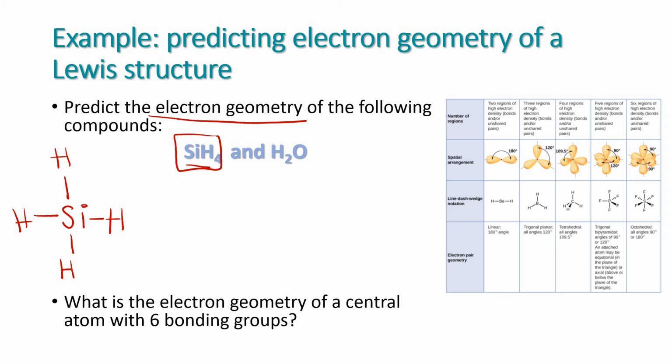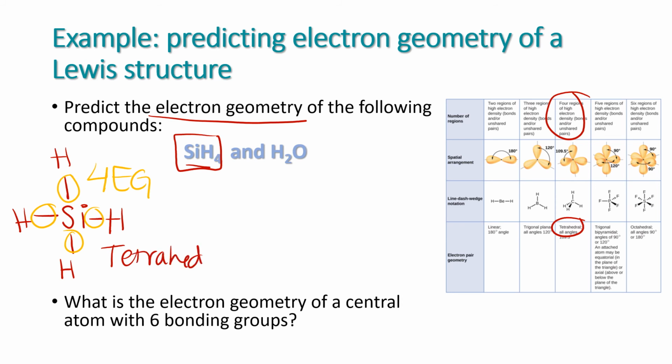So here the silicon has a total of 1, 2, 3, and 4 electron groups around it, right? We don't care if they're bonds, we don't care if they're lone pairs, we're just looking at how many groups are around it. There's a total of 4. Whenever you have 4, you have a tetrahedral electron geometry. Okay, so we're done with this compound.